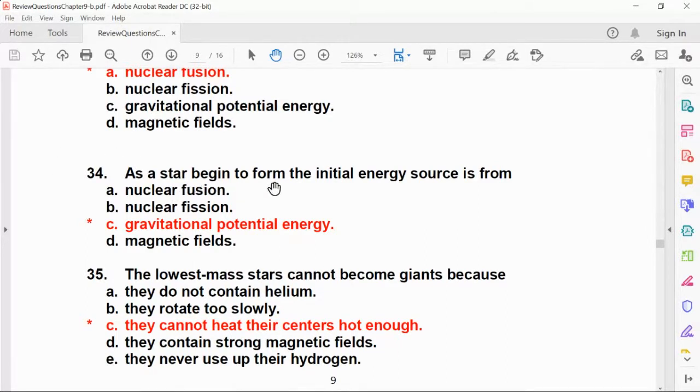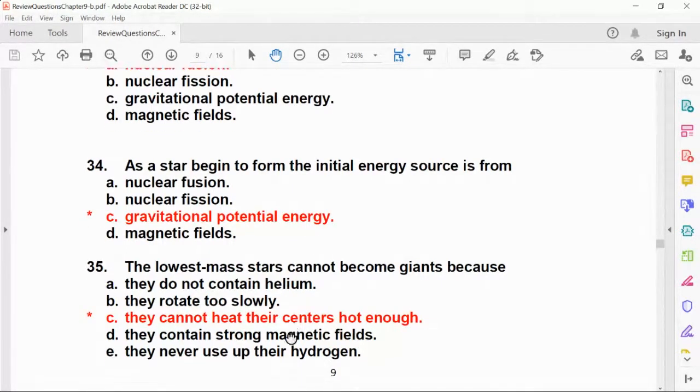34, as a star begins to form, the initial energy source is from gravitational potential energy. So while the star is in the main sequence, it's producing energy by nuclear fusion. But while the star is forming, it's coming because of gravity. And that's why we call it the gravitational potential energy. That's the initial start.